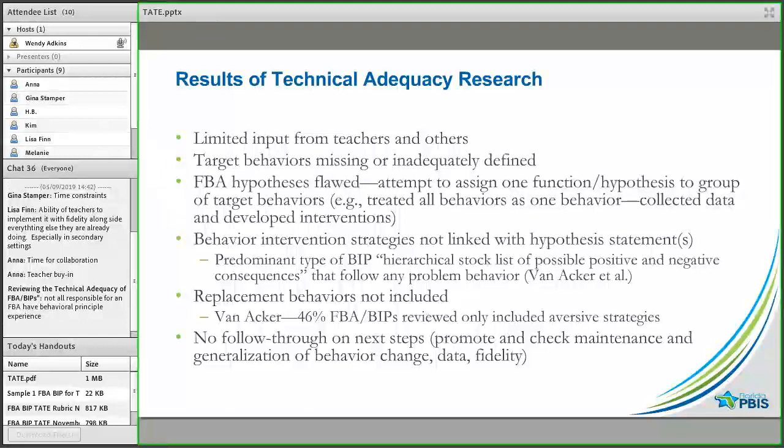They went ahead, they said, well, this is how we do it, so we did it, and we could not complete the FBA because the questions could not be answered by the team members who were there. So again, they thought they were being efficient, yet we ended up spending an hour without any outcome because we didn't have the teacher there. So that could be one of the reasons we get limited input from teachers and others.